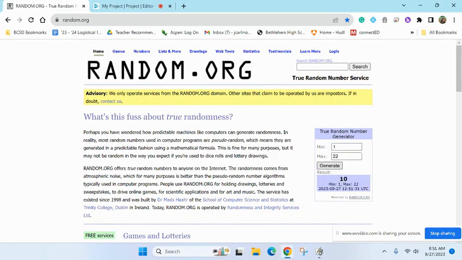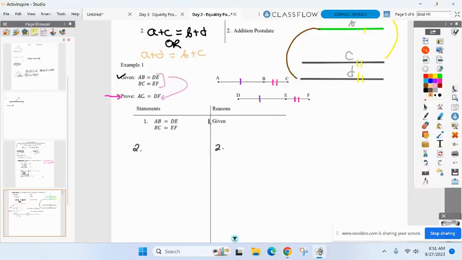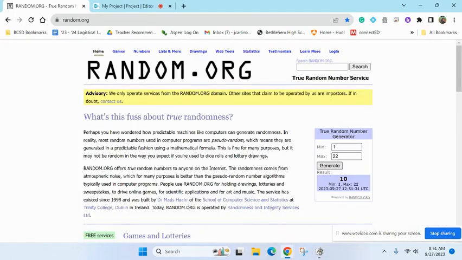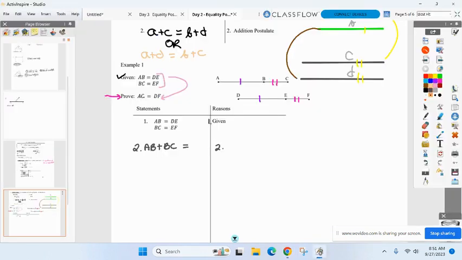What are we adding together here, Henry? AB plus BC is equal to, adding. Go to the next segment. What do you want me to add in the next segment? Micaiah? DE plus EF, I'm adding together.